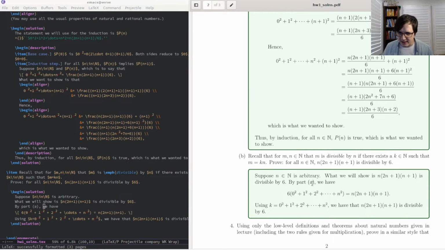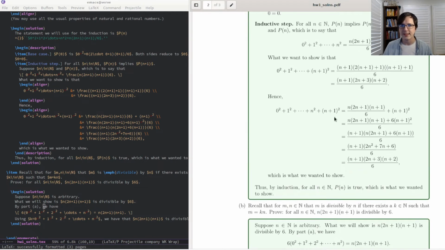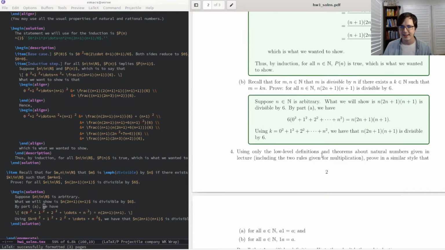Okay, so suppose n is arbitrary. What we will show is that that polynomial is divisible by 6. Part A, we have this by multiplying both sides by 6. And then using k being this expression, we have that that polynomial is divisible by 6. Okay, that's all this was supposed to be. It's fine if you happen to do a much more complicated proof. It's good experience with induction if you did. Anyway, that's that.